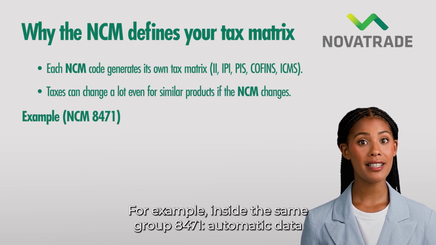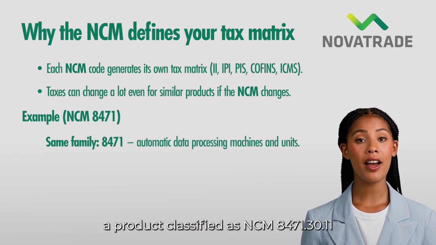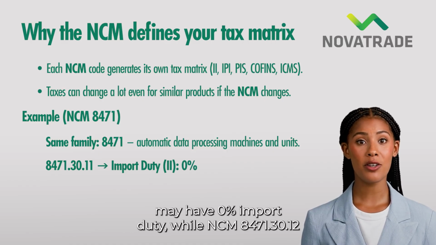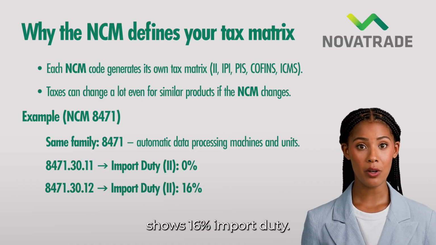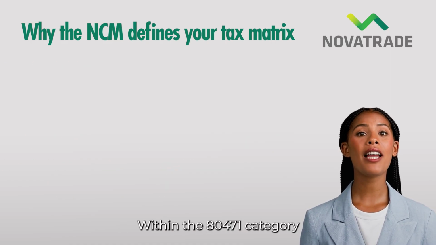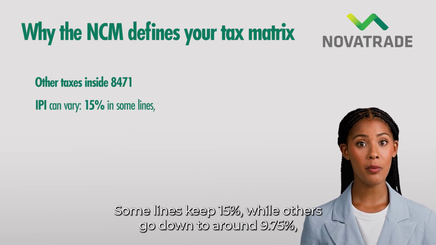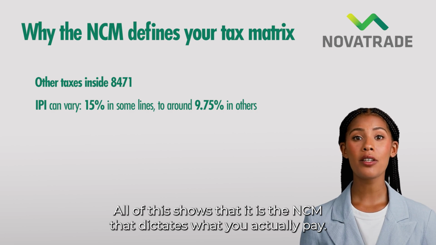For example, inside the same group, 8471, Automatic Data Processing Machines and Units, a product classified as NCM 8471.30.1 may have 0% import duty, while NCM 8471.30.12 shows 16% import duty. A small change in the last digits, but a big change in tax. Within the 8471 category, you also find different IPI levels. Some lines keep 15%, while others go down to around 9.75%, which proves that even inside the same family, the tax burden is not uniform. All of this shows that it is the NCM that dictates what you actually pay.